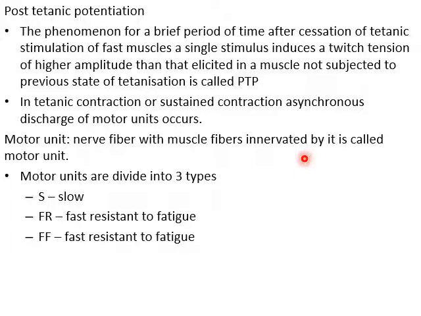Now these motor units are of three types. One is slow, another one is fast, resistant to fatigue, and another one is fast and fatigable, FF, easy to fatigue. Sorry, there is a typing mistake here. FF is fast and non-resistant to fatigue.